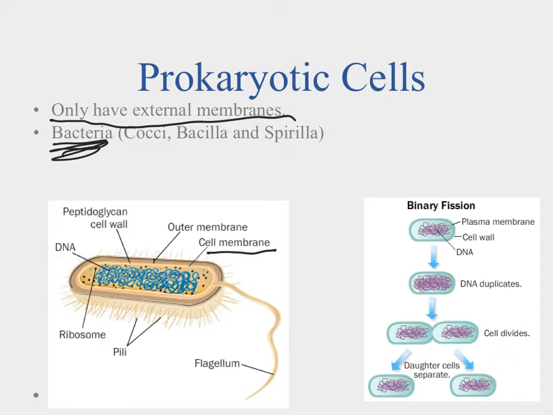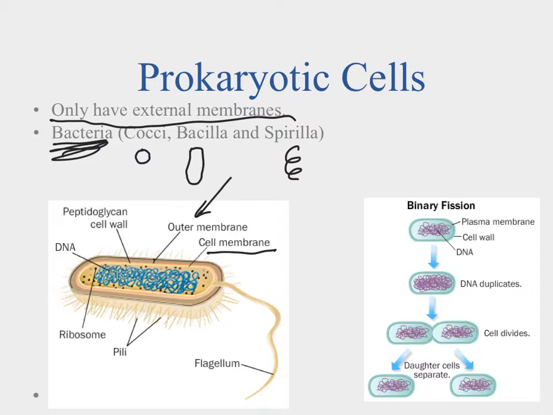Now the bacteria are going to be named from their shape. We have the cocci, which are going to be circular. We have the bacilla, which are going to be kind of rod-shaped, and a really good example is the one down here. And then we have spirilla, which are going to be kind of spiral-shaped. And this is how we classify the bacteria.